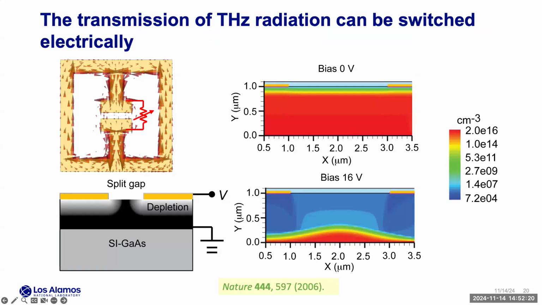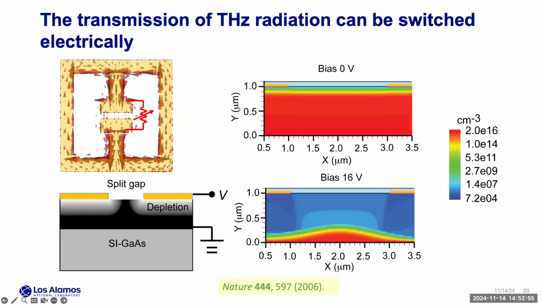So optical excitation is nice, but actually being able to change a resonance or change the transmission through a voltage, so it's more like an electronic circuit, is even more important. And so again, you've got your split ring resonator. It's on a semiconductor, which at zero bias is conducting.